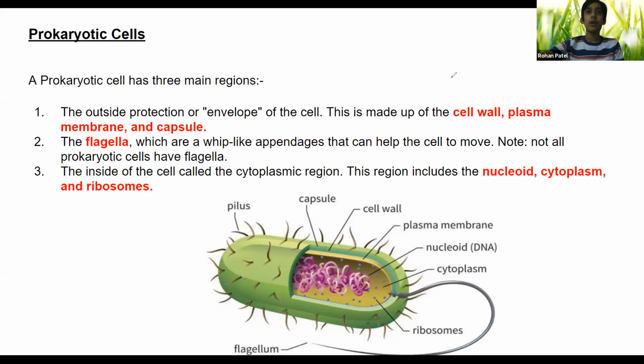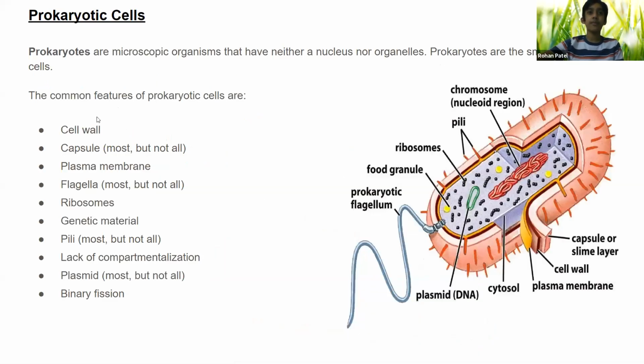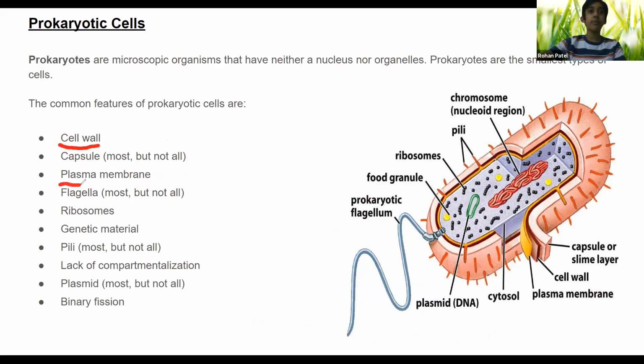Okay, now let's move on. The common features. So you guys should only remember the most important ones for now. You should try remembering all of them, but these are the most important ones. We have our cell wall. We have our plasma membrane. We have our ribosomes. We have our pili. And we have our plasmid.